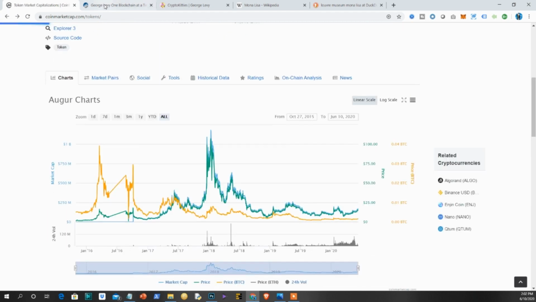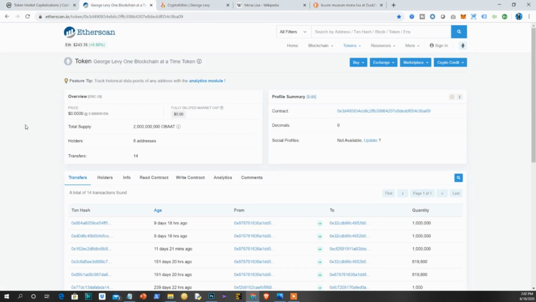So what's interesting is that anyone can create an ERC-20 token. As a matter of fact, what you're seeing here is an ERC-20 token that I created called the One Blockchain at a Time token, and the symbol for that one is OBAAT. It's funny because I happen to be a billionaire in One Blockchain at a Time tokens. Now, mind you, that doesn't mean that I'm worth billions of dollars. What it means is that I created 2 billion One Blockchain at a Time tokens on the Ethereum blockchain.